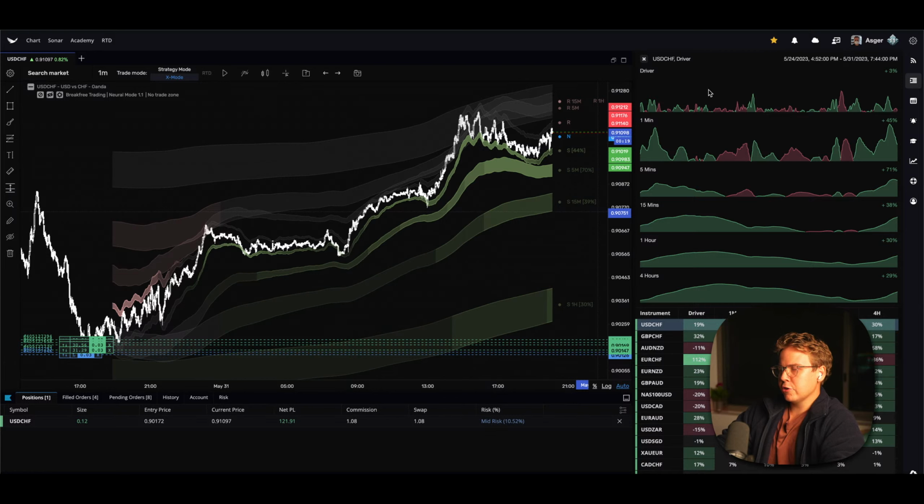And in the first row we have what's called the driver right now, and it's really just what the price is doing right now. But just because the price goes up doesn't mean that we shouldn't sell it, and just because the price goes down doesn't mean we shouldn't buy it, right? It's just the actual price. But then next we have the 1 minute trend, and you can see how it's been behaving. And then we have 5 minute, 15 minute, 1 hour, 4, and so on.